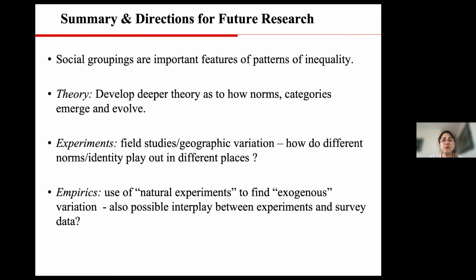We should develop deeper theory as to how norms and categories emerge and evolve. I don't think we have really great theory on that yet. Some we're starting, but we need to, especially on the evolution, how these norms change and evolve over time. Experiments, field studies, geographic variation: how do different norms and identity play out in different places? And I just gave you a taste of some of the empirical work which is going on. And again, I know you'll find some amazing natural experiments out there to find some of this exogenous variation in this sort of identity interplay.